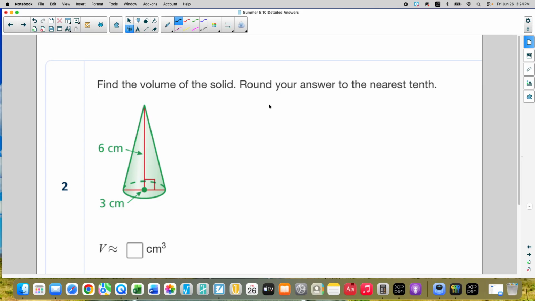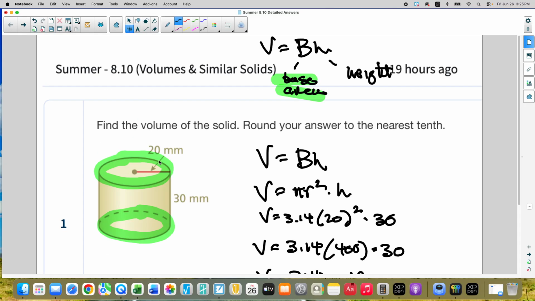Find the volume of the solid. This base shape is also a circle. Unfortunately, there's only one. Well, not unfortunately. So the volume of a single base object is 1/3 big B times H. Doesn't matter if it's circular or polygonal. If there's only one base, it's 1/3 big B times H. If there are two bases, it's always going to be volume equals big B times H.